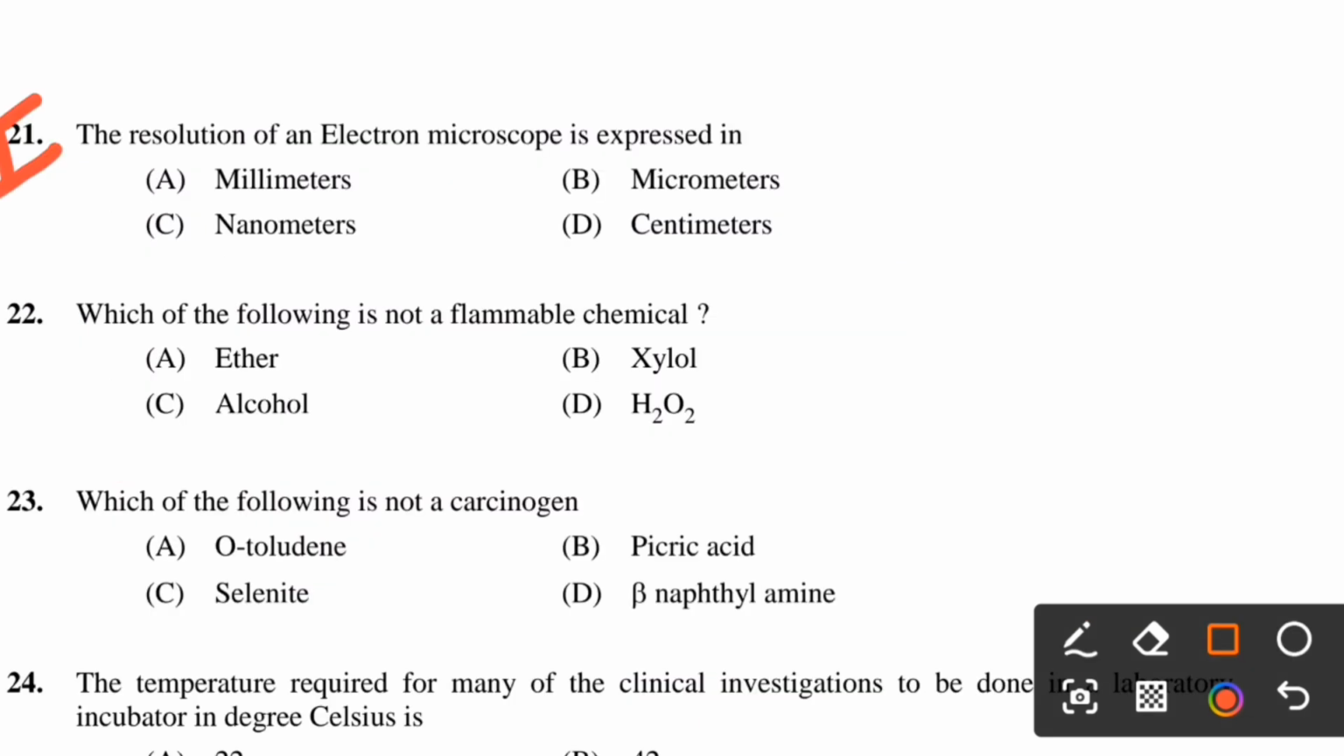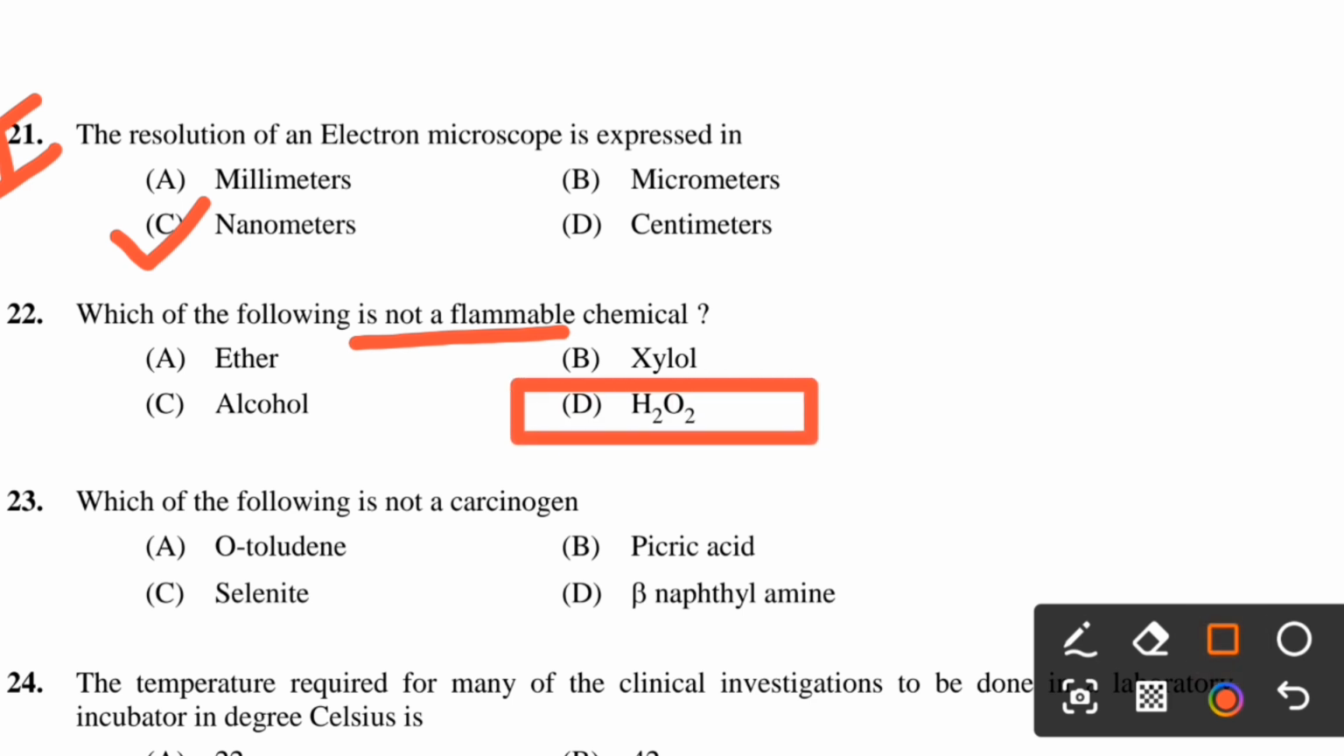Next question. Resolution of an electron microscope is expressed in millimeter, micrometer, nanometer, centimeter. The right answer is nanometers. Next one, which of the following is not an inflammable chemical? Ether, xylene, alcohol, hydrogen peroxide. Here, the non-inflammable chemical is hydrogen peroxide. Next question, which of the following is not a carcinogen? Orthotoluidine, picric acid, selenite, beta-naphthylamine. Here, the non-carcinogenic chemical is picric acid.